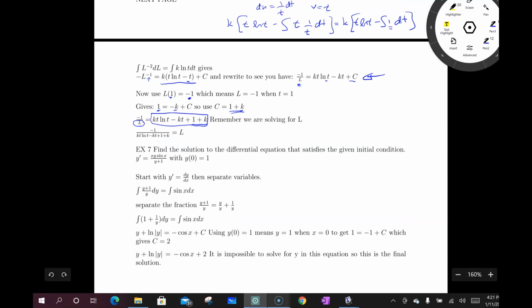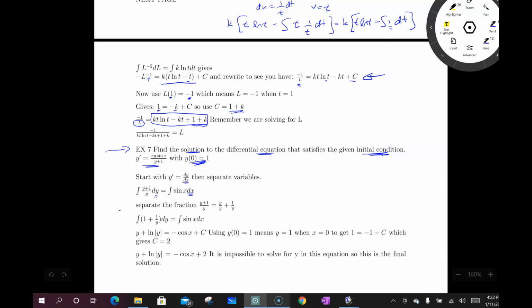All right, example 7. Find the solution, find y to the differential equation, derivative here with the equal sign, with the initial condition, meaning here's the information to solve for the c. All right, so again, write y prime as dy over dx. Let's multiply by dx, keep the dy here, and then I'm going to divide by y and multiply by y plus 1, and keep the sine on the right-hand side.